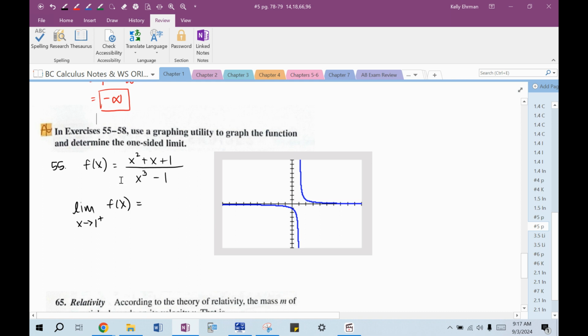Use a graphing utility to graph the function and determine the one-sided limit. So I've graphed this function ahead of time. We were told to look at the limit as x approaches 1 from the right of f of x. So here's 1. So definitely headed toward infinity. If you're allowed to graph, makes things a lot easier.